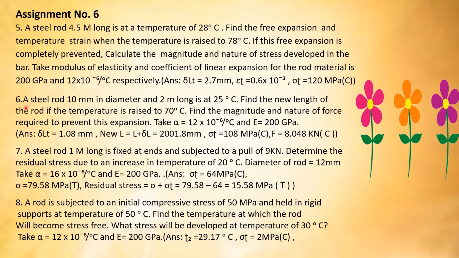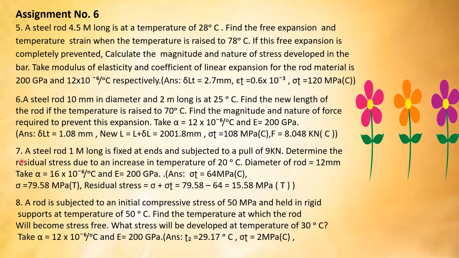Question number 6. A steel rod 10 mm in diameter and 2 meter long is heated at 25 degrees Celsius. Find the new length of the rod if the temperature is raised to 70 degrees Celsius. Find the magnitude and nature of the force required to prevent this expansion. Take alpha equal to 12 × 10^-6 per degree Celsius and E equal to 200 GPa. Here I am giving the answers. Calculate delta L, and L plus delta L will give the new length.